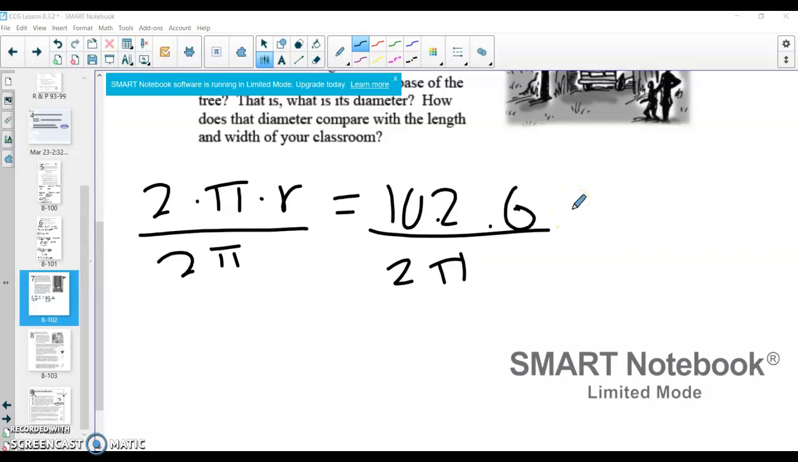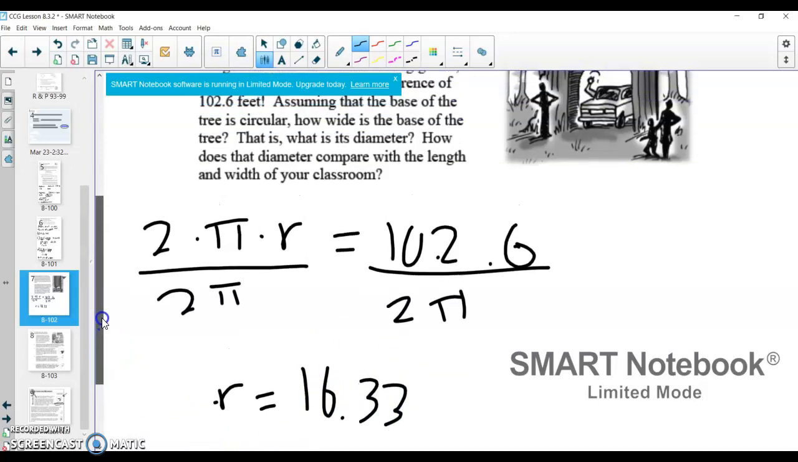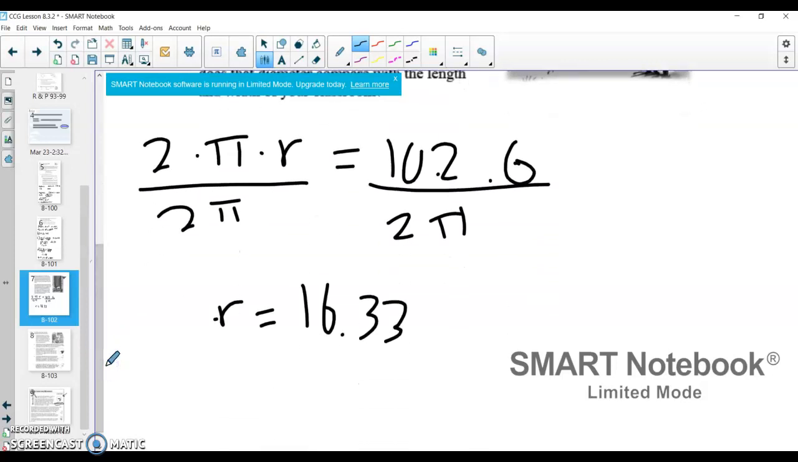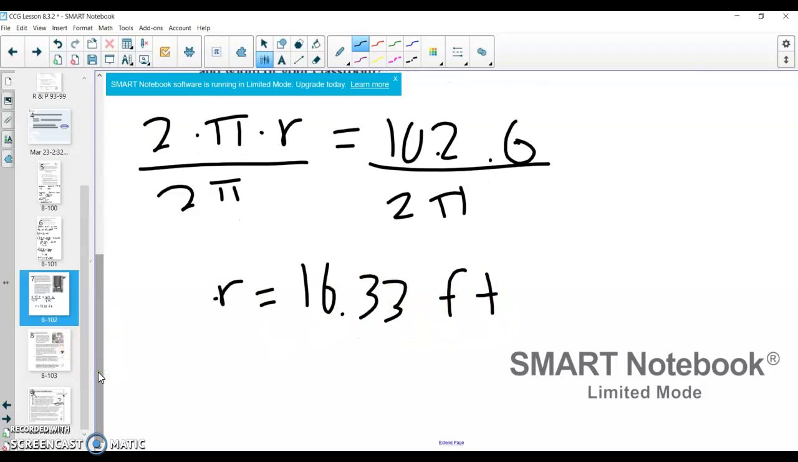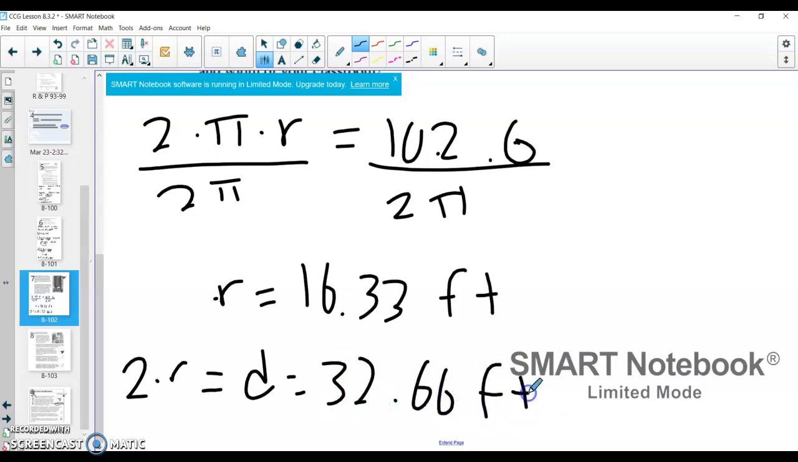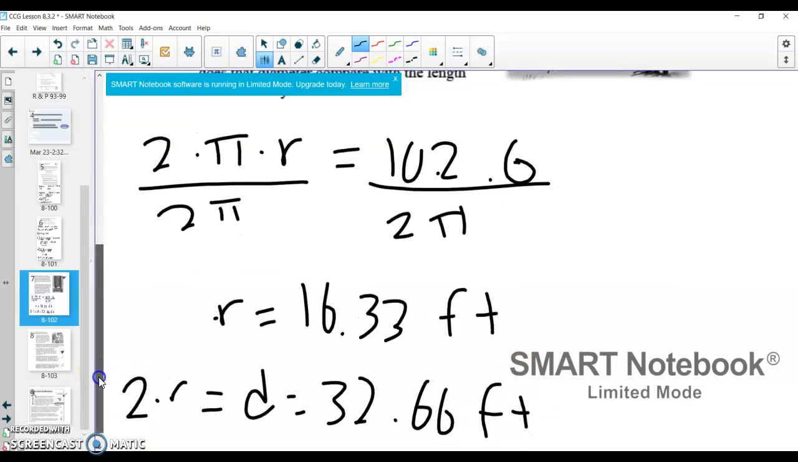If I do this calculation, I end up getting that the radius is equal to 16.33 feet, I believe, right? Are we working with feet? Yeah, 16.33 feet. Well, that's the radius. We need the diameter, so we need to multiply that by 2. So 2 times r gives me my diameter. And if I multiply this by 2, I end up getting 32.66 feet as the diameter of that tree.